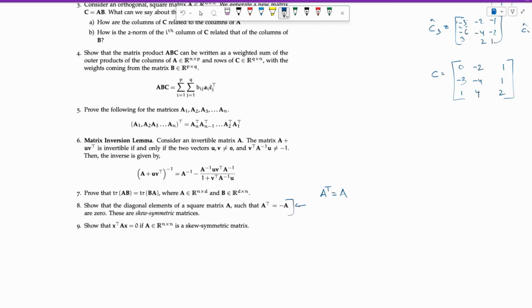Right? It cannot be rectangular. Right? Because the shape of the matrix will change if you take the transpose operation. There is no comparison between two matrices with different shapes. You can only compare matrices with the same shape. So symmetric matrices are square matrices where A transpose and A are the same matrix.